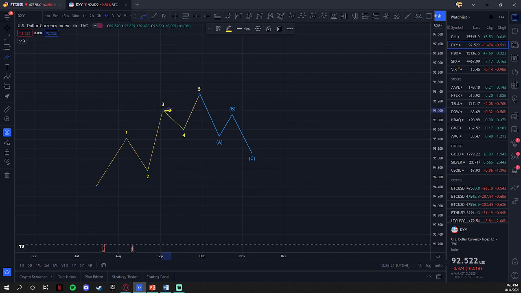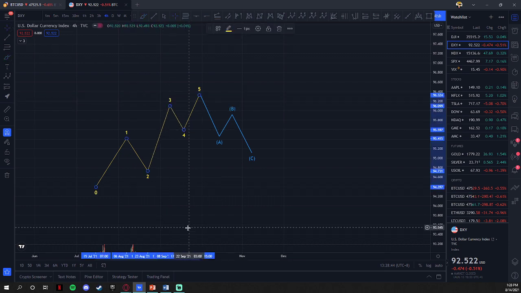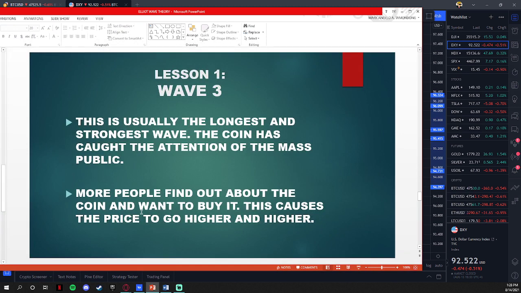3. Okay, this is where you get a lot of people buying in. Okay, and this is where normally the biggest wave, this is where it's gaining a lot of attention. Okay, so it's all to do with psychology. So yeah, that's the wave 3, normally the biggest for that reason, why the wave 3 is very strong and sharpest one. Okay, so more people find out about the coin and want to buy in. This causes the price to go higher and higher.